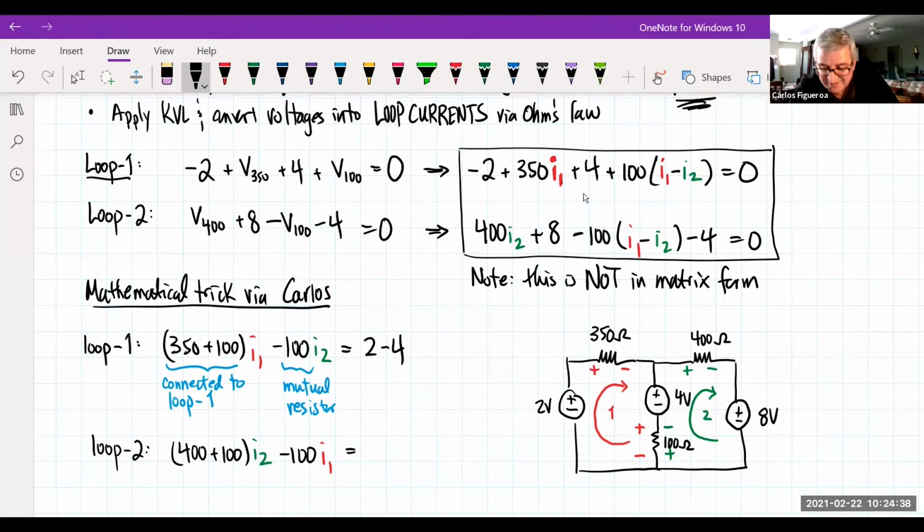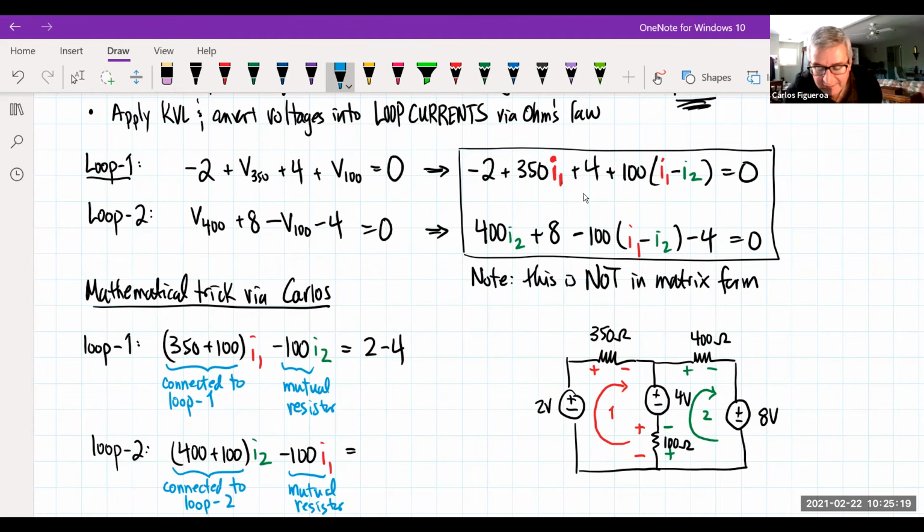So you can get the same type of thinking, but what ends up happening is you get it into matrix form right away. This is everything connected to loop 2. This guy's going to be what? A mutual resistor. And my job here is to try to set you up in such a way that I reduce your number of mistakes when you start writing down these equations. So now let's deal with the sources here.